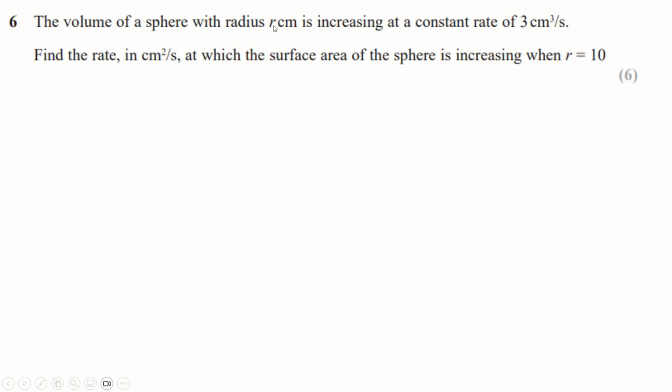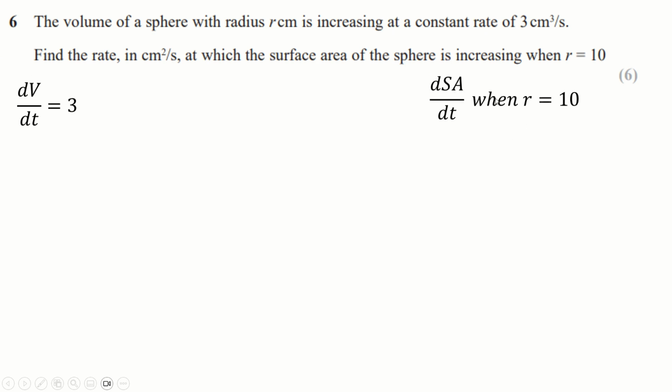The volume of a sphere with radius r is increasing at constant rate 3. So dV by dt is 3. Find the rate at which the surface area is increasing. So we want dSA by dt, if I'm calling surface area SA. We want that when r is 10. So that's what we're going to try and find.